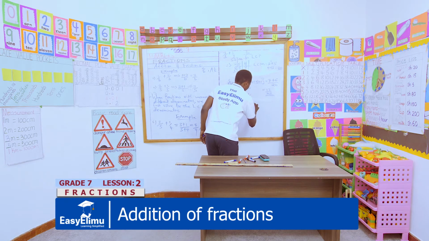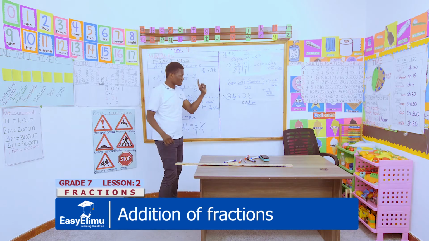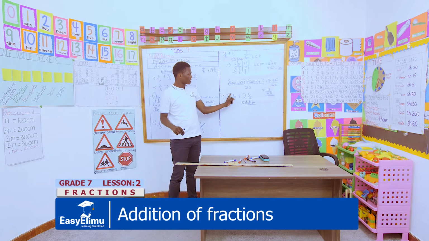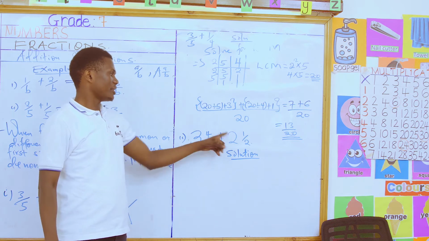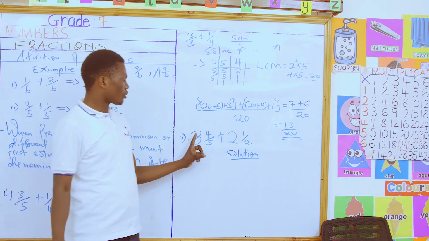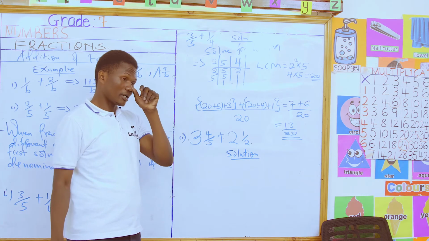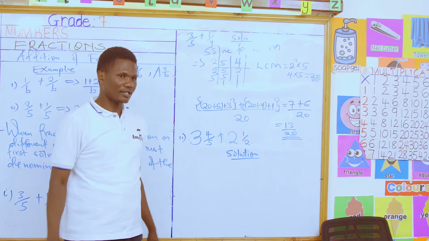So solution. Here we have two methods. The first method, you can convert the mixed number fractions into improper fractions. An improper fraction is a fraction whereby the numerator is greater than the denominator. Then you go ahead and do it the same way. Alternatively, you can add the whole number parts separately and the fractional parts separately, then you sum up the two answers eventually.